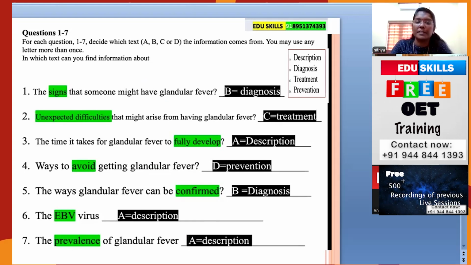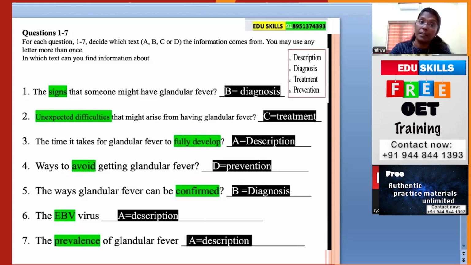The first question is the signs that someone might have glandular fever. B, that is the signs and symptoms. Yes. In B, diagnosis, they are telling what to do if the symptoms are there. Then, unexpected difficulties for a person having glandular fever.